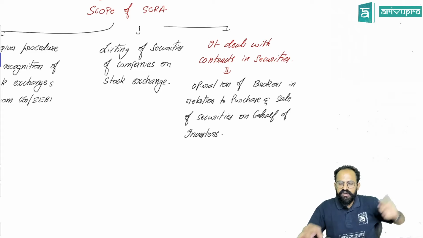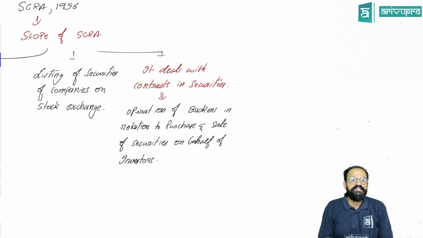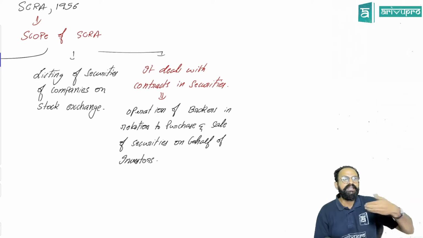Got it? Third one, people, it deals with contracts and securities. What is this, people? Buying and selling.